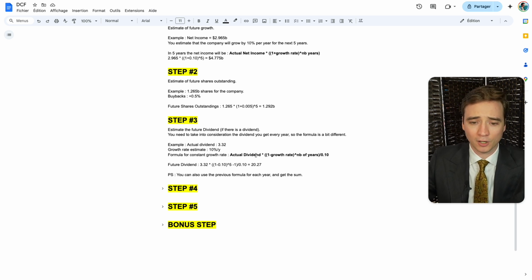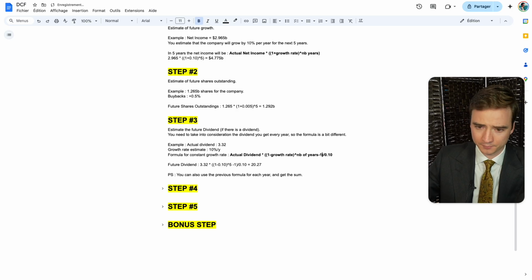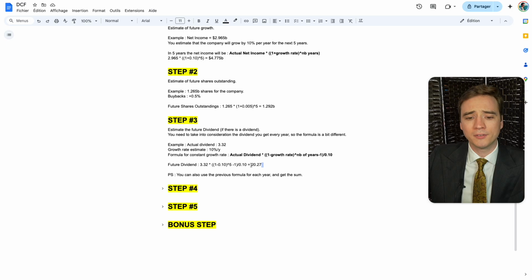So the formula will be actual dividend, multiply by 1 minus growth rate, exponent number of years, and then you will divide by 0.10, so by the growth rate. Okay, so you will have 3.32 multiplied by 1 minus 0.10, exponent 5 minus 1, and divided by 0.10. It will be equal here to 20.27. So I forgot the minus 1 right here. Up. So you need to add this, and this $20 will be the amount you will receive in dividend during those 5 years.